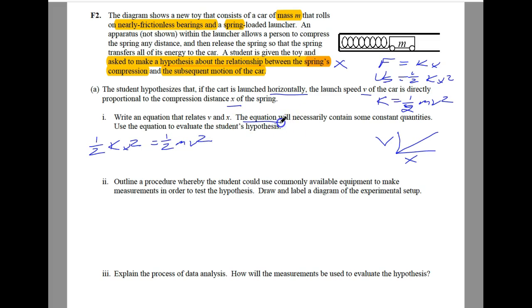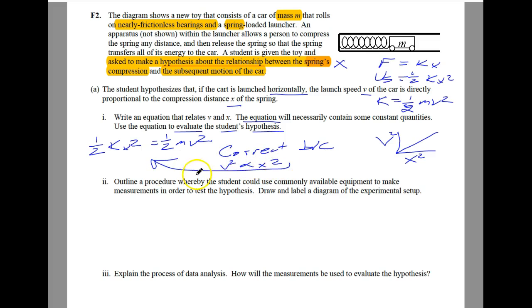So we have an equation, alrighty, but it says use the equation to evaluate the student's hypothesis. That means that you need to write something. And if you look here, you'll see that this is x squared and v squared. This is not. So somewhere you need to say that the hypothesis is correct because they are raised to the same power. So if you plot v squared versus x squared, you should get a straight line. So you need to say something about that the student's hypothesis is correct because v squared is going to be proportional to x squared due to this equation.